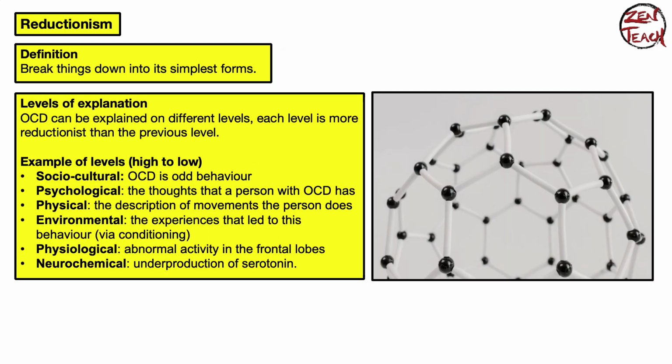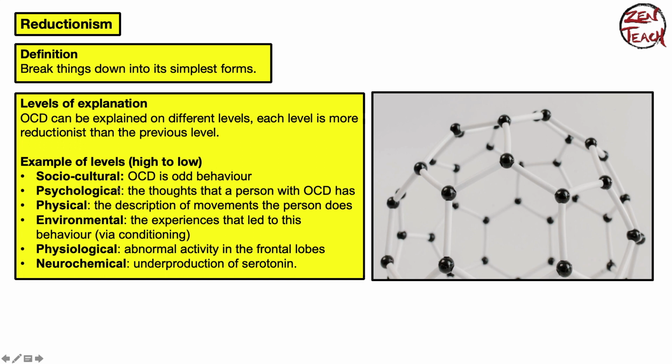So let's get to the meat of this whole lesson, reductionism. Reductionism is exactly the opposite. It's trying to break things down into smaller bits to understand those bits better. Here's an example of how this could be done with OCD. Now, OCD can be explained on different levels. And these levels go from very high level stuff like sociocultural all the way down to neurochemical. So let's look at this.